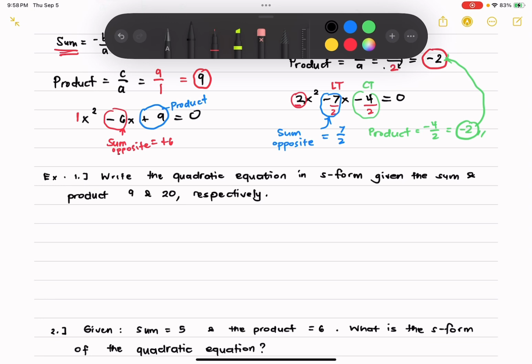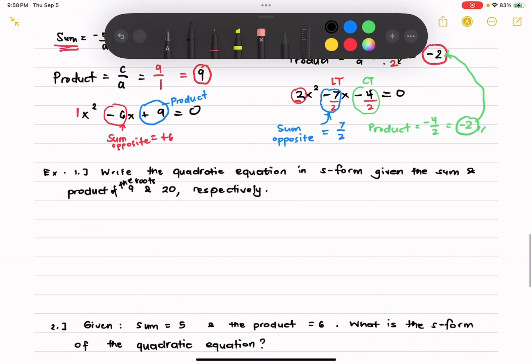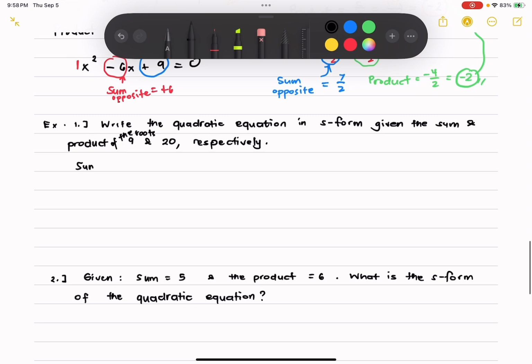Now, ito naman, ang gagawin lang natin dito is given ang sum and product of the roots of the quadratic equation. Okay? So, ngayon, ang gagawin lang natin is we're going to write this in standard form. Gagawin lang natin yan in quadratic equation na naka-standard form. Okay, so write the quadratic equation in standard form given the sum and the product of the roots na 9 and 20 respectively. So here, the sum is 9 and the product is 20.